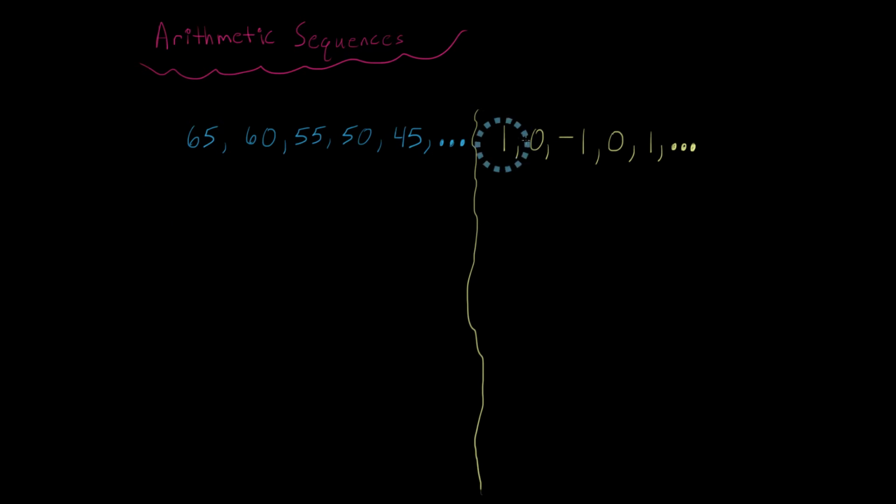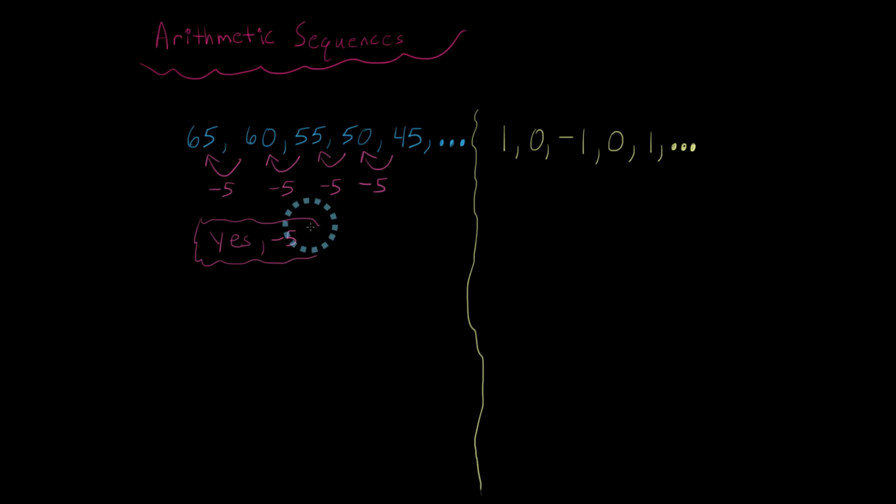Okay, so let's look at both sequences here. So the difference between 60 and 65, that's -5. And the difference between 55 and 60 is also -5. And if I run through this entire sequence, I'm going to find that the difference is always -5. So yes, this could be an arithmetic sequence. Yes, it could be. And the common difference is -5. I can box that one up.